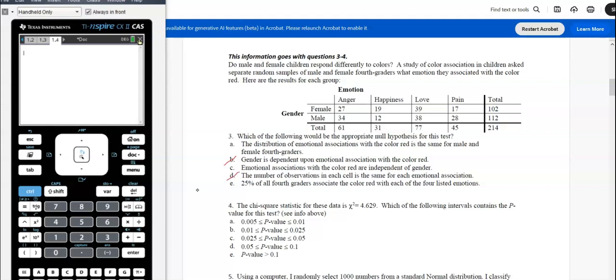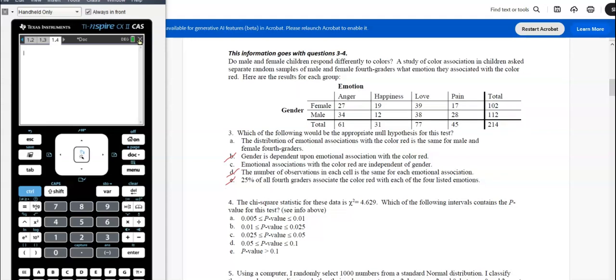No, I don't think that makes sense. 25%. No, I don't think we're comparing. We're not saying they're all equally likely. I think we're comparing genders here, right? So since we are comparing genders here, it's either going to be A or C. So it does seem like the distributions are going to be the same for male and female. There's nothing unusual going on, so I think A is the better answer here.